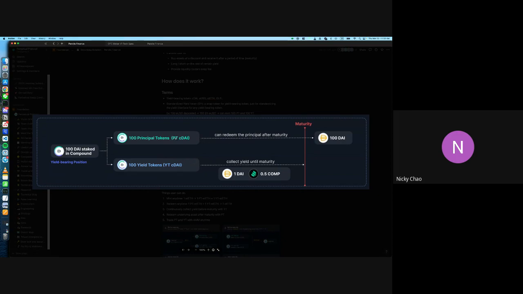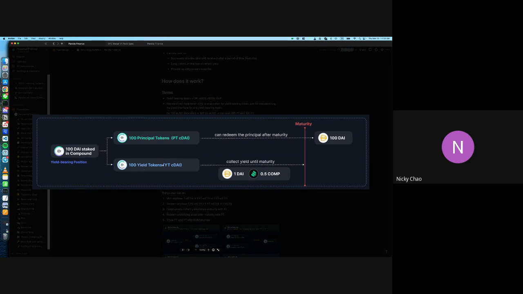And the functionality of PT is that you can actually redeem the underlying principal of your investment. So after a period of time, for example, after 1 year, you can redeem 100 DAI with your 100 PT token.